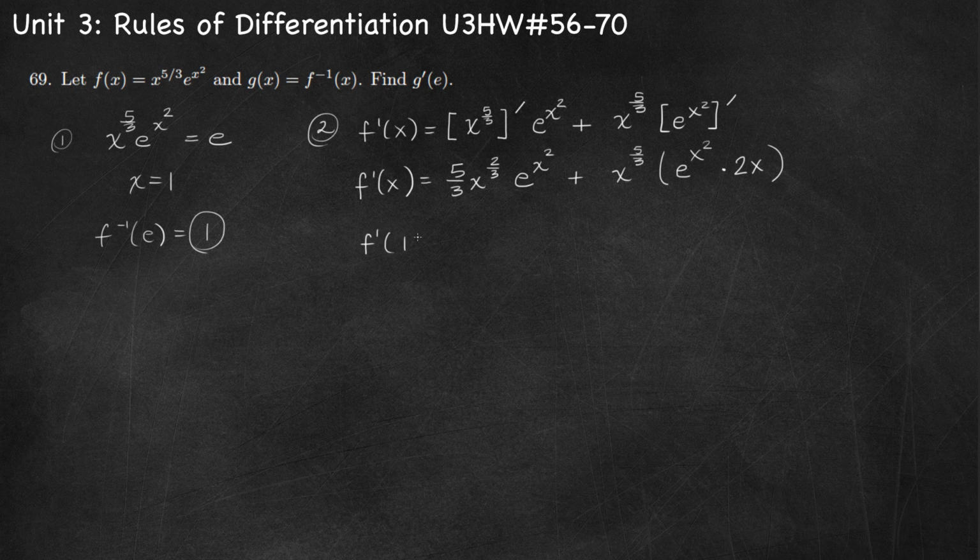Now I need to find f prime of 1. I substitute in my answer from step 1. So that will be 5/3 times 1 to the power 2/3, which is just 1, times e to the power 1, plus 1 to the power 5/3, which is just 1, times e to the power 1 times 2 times 1. So 5/3 e plus 2e, and those are like terms. We can think of that as 5/3 e plus 6/3 e. So we get 11 over 3 e.